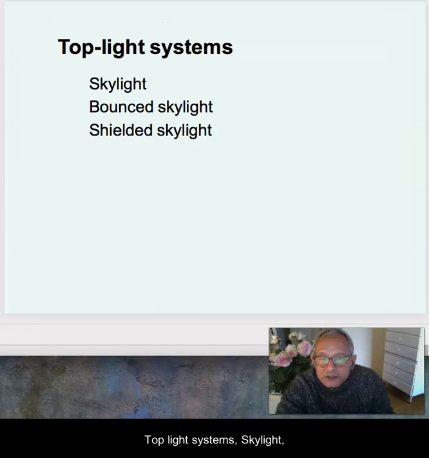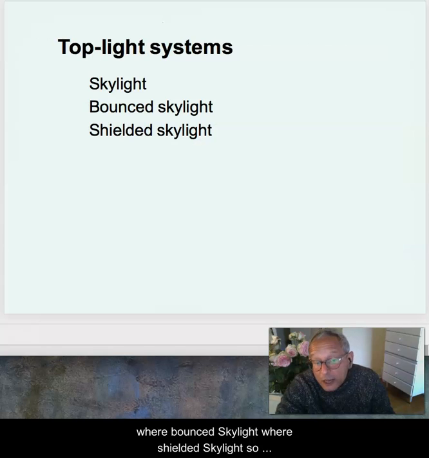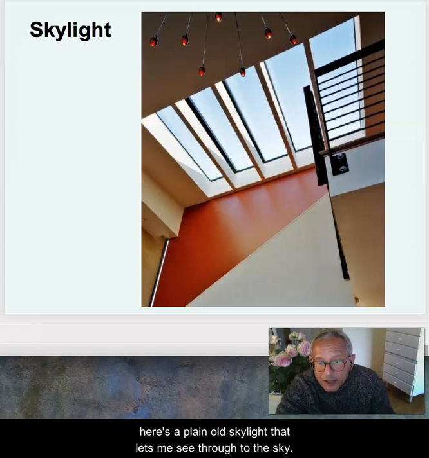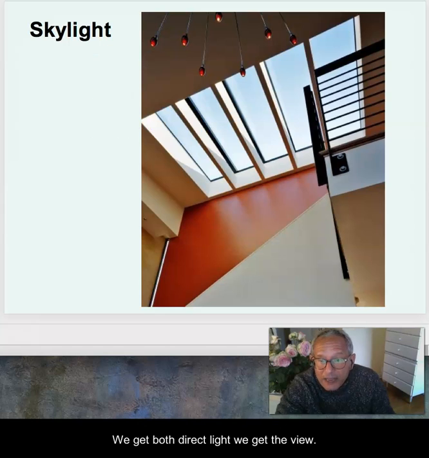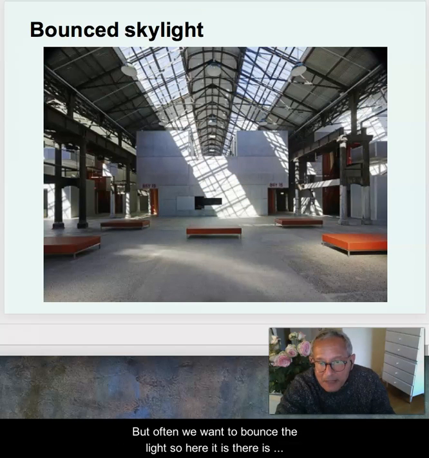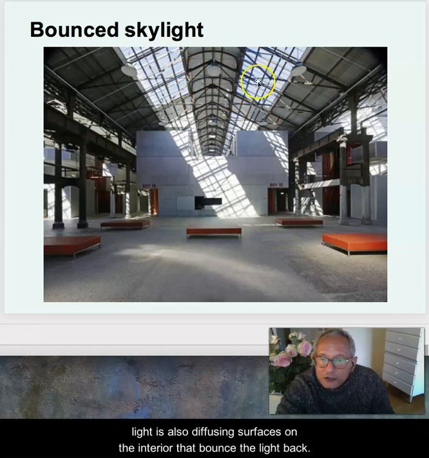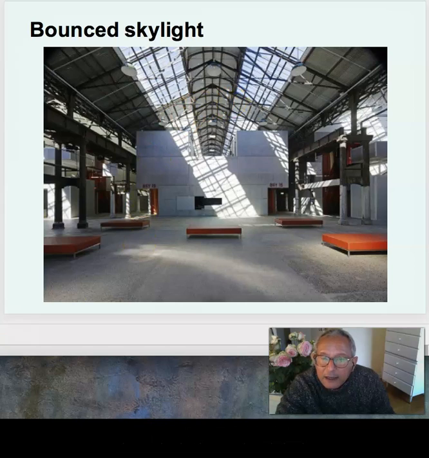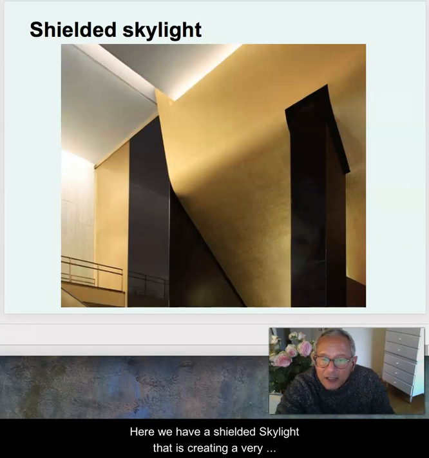Top light systems: skylight, or a bounce skylight, or a shielded skylight. So here's a plain old skylight we see through to the sky. We get both direct light, we get the view of the sky, but often we want to bounce the light. So here it is, there's light, there's also diffusing surfaces on the interior that bounce the light back. Here we have a shielded skylight that is creating a very dramatic effect at these joints between the ceiling and the walls.